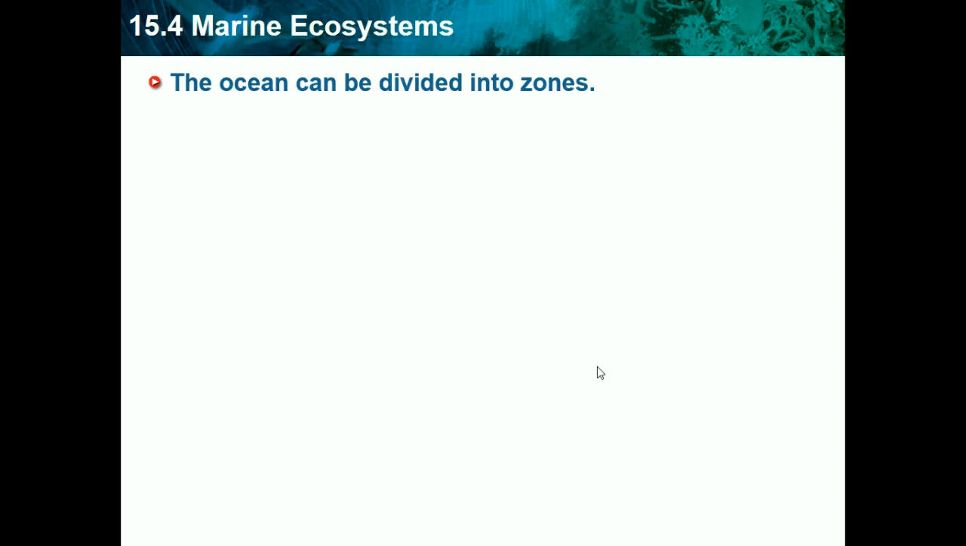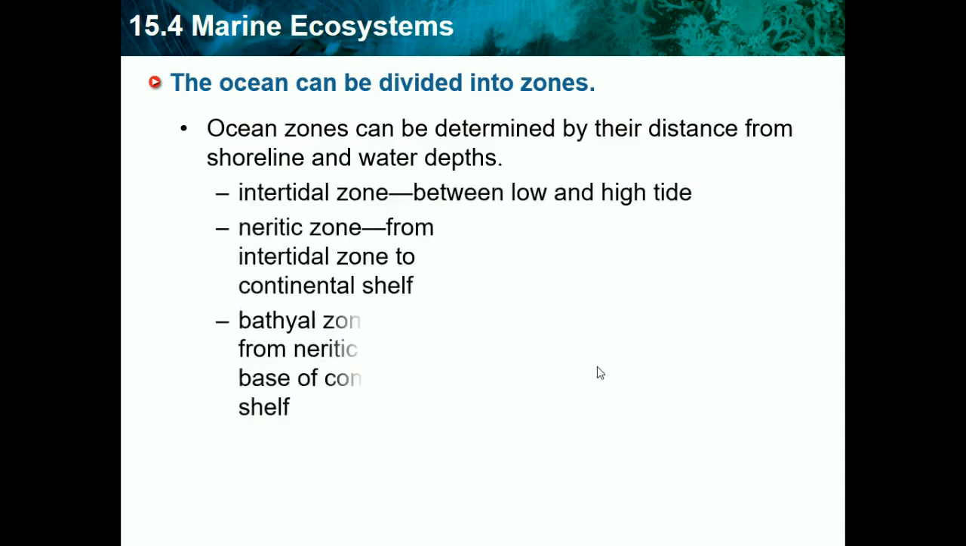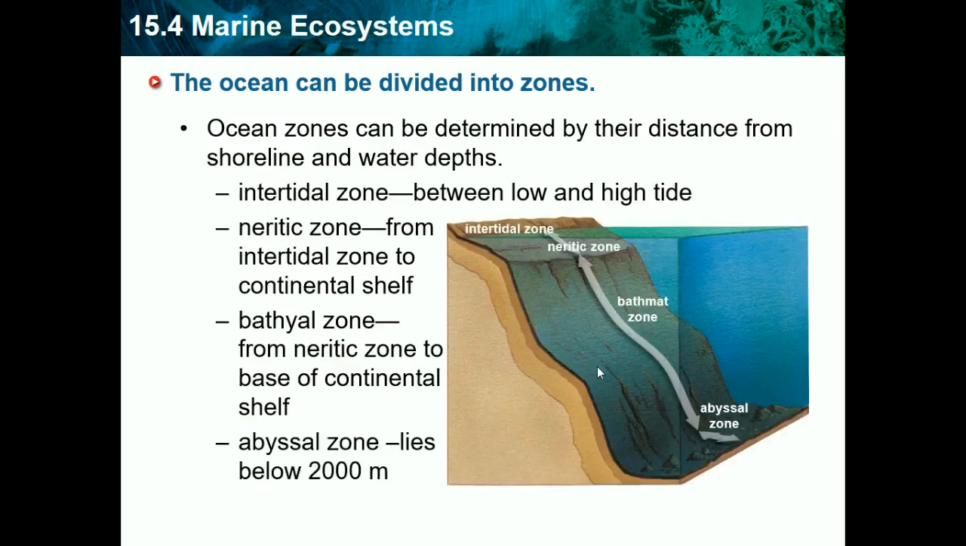So the ocean can be divided up into zones. Ocean zones can be determined by their distance from shorelines and water depth. So basically, the different names for the ocean zones have to do with how low they are to the ground and how far away they are from certain landmarks, like the continents. We don't have to know these zones specifically, but we'll go over them anyway.